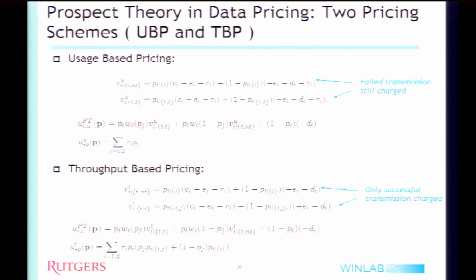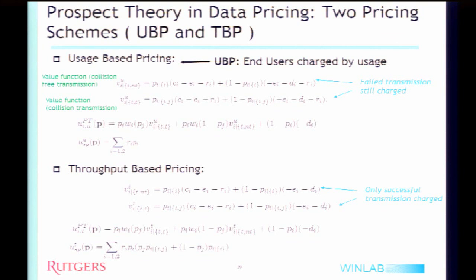So we compare two pricing schemes, UBP and TBP. UBP stands for usage-based pricing. It means that end users are charged by usage. This is a value function for the end user for collision-free transmission, and this is a value function for the end user for collided transmission. And you can see that even if the transmission fails, a price is still charged to the end user.